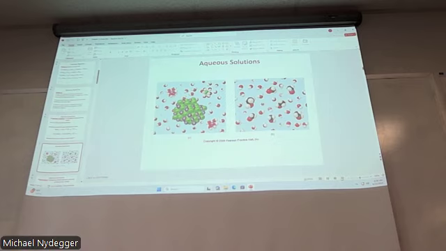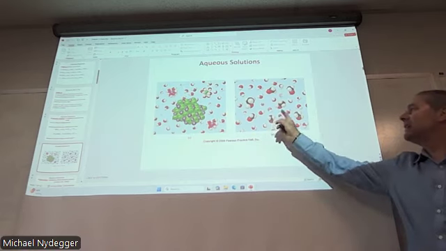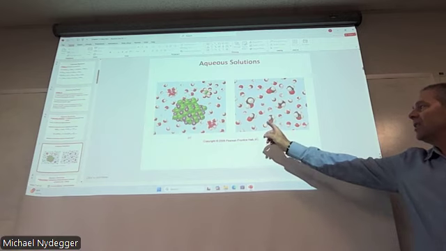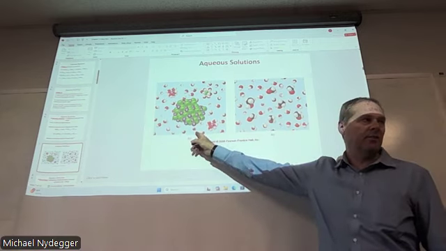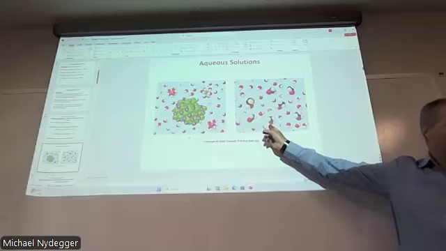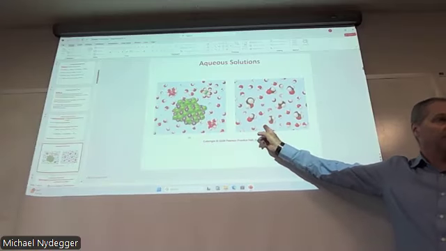Now, this is soluble in water, as we see here. However, it doesn't form any ions. So in this case, this will not conduct electricity, because it goes in molecularly.